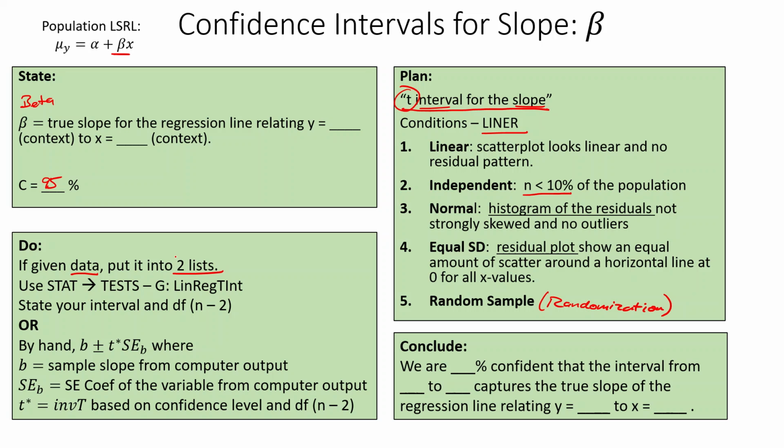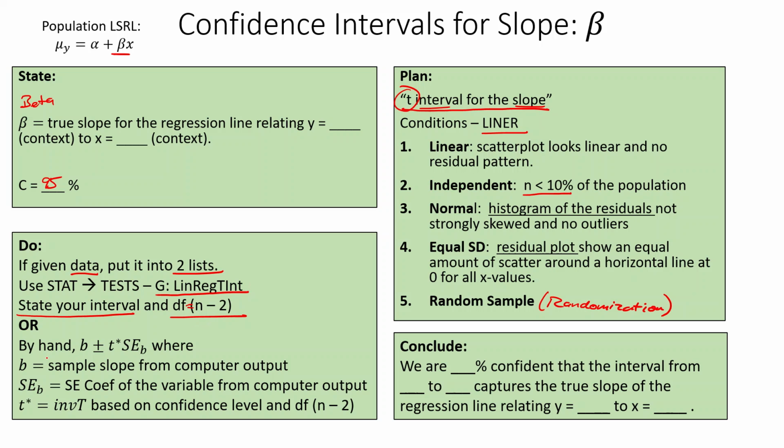All right, so if we're given two lists, like if we're given actual data, which is kind of rare, we'll put it into two lists and we'll go over to stat test, and towards the very bottom of the test menu is linear regression t-interval. Once you get your answer here, you want to state your interval and you want to state your degrees of freedom, which is n minus 2. Since we're working with two variables, we subtract 2 from our degrees of freedom. This also gives us all of our regular linear regression stuff, like our slope and our y-intercept and our r and r squared and all that sort of stuff. So you can do this really whenever you want to do regression. And it gives you a little bit more, like an interval for slope.